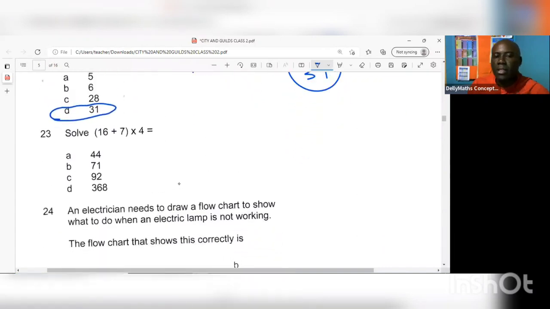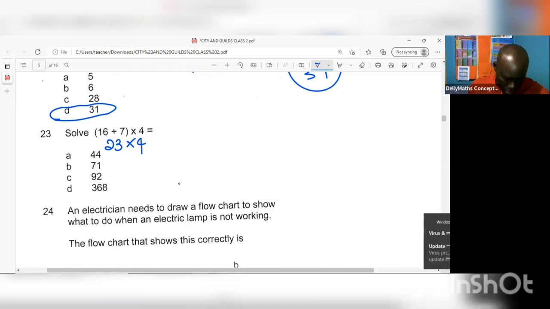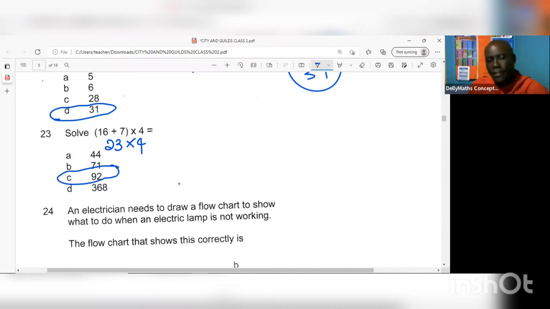All right, so we want to solve this. 16 plus 7, that's about 23. So 23 times 4, and we just employ regular multiplication there. That's about 92, and we're gone.